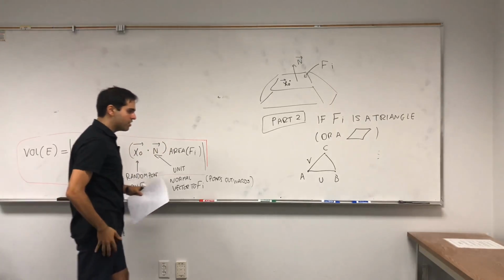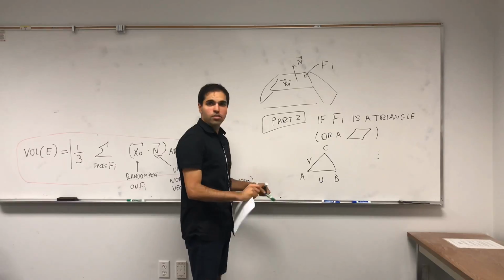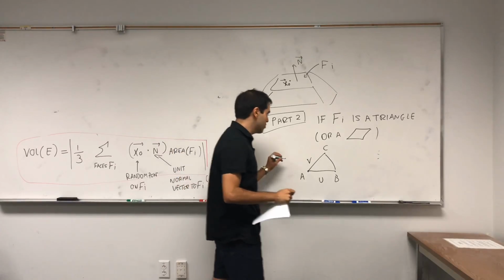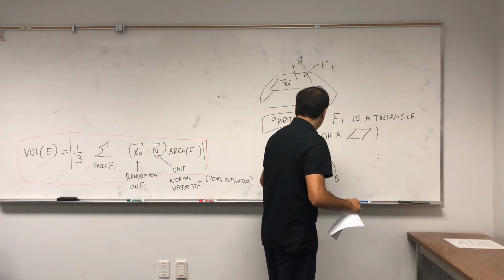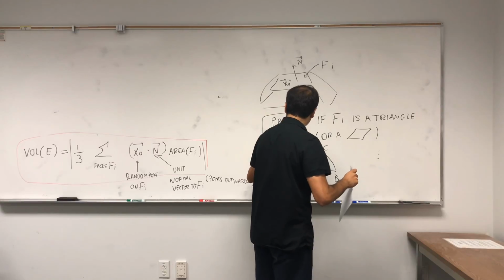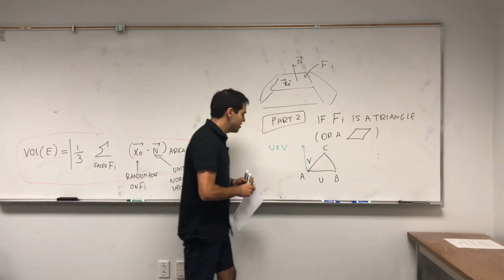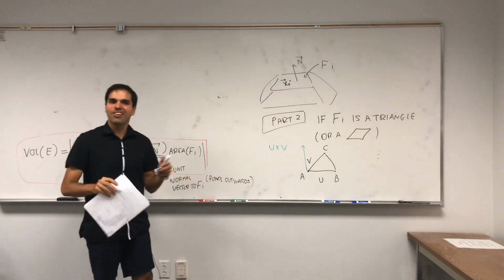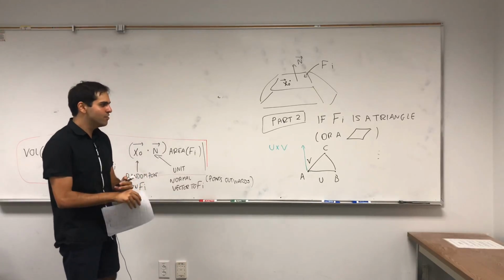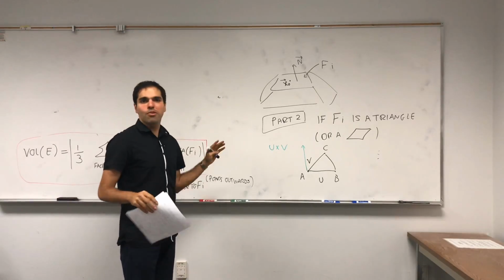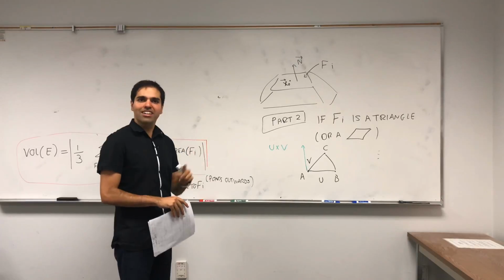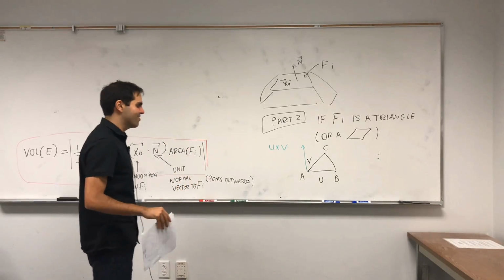First of all, given vectors u and v, it's easy to find a vector perpendicular to both of them, namely u cross v. That's why the cross product is so important. It gives you a vector perpendicular to 2 other vectors.